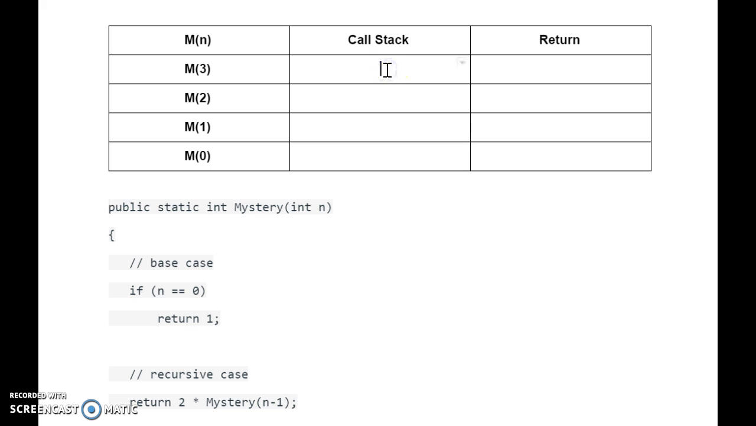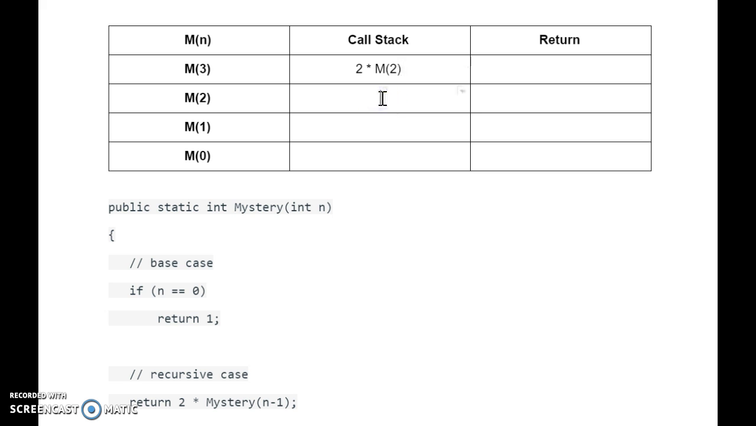So when m sub 3 is called, notice that it goes to the recursive case. So it's going to return 2 times mystery of 3 minus 1, which in this case is 2. And we don't have enough information to get a value yet, so we go down to the next row.